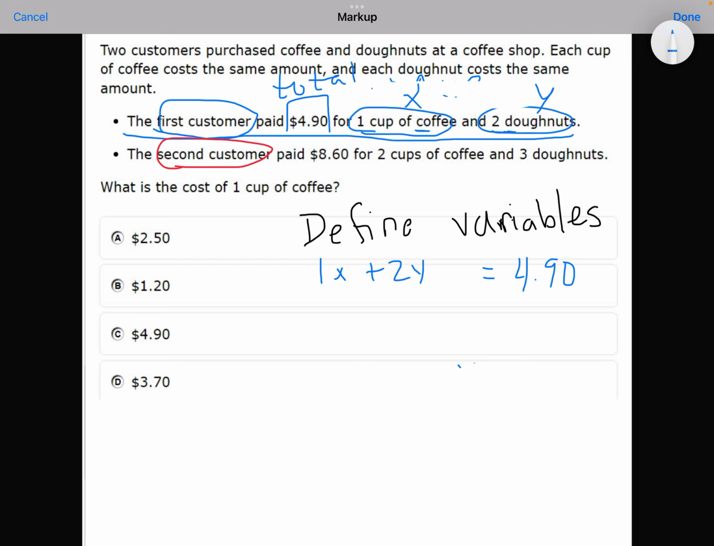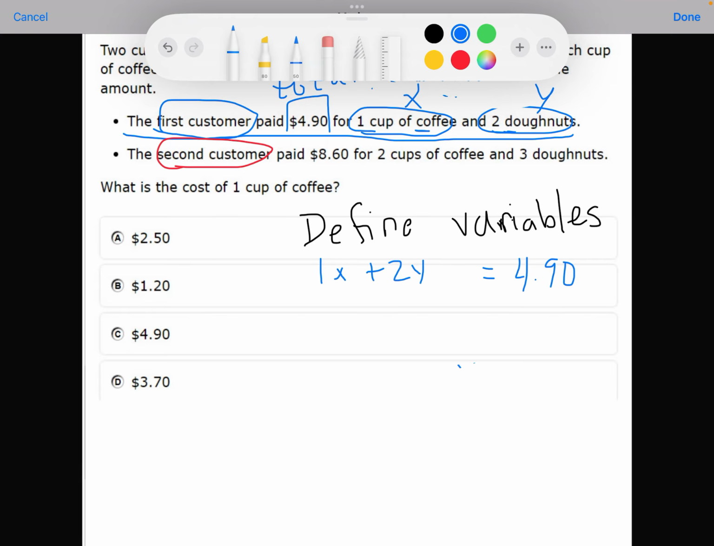And the reason that's important, I'll jump ahead on why it's important. Notice that the problem is asking for the cost of 1 cup of coffee. So if you're not careful with which one is X and Y, you could do all the work right, and then at the final answer, you pick the wrong variable to read and put the wrong answer. Okay, so that's why it's important.